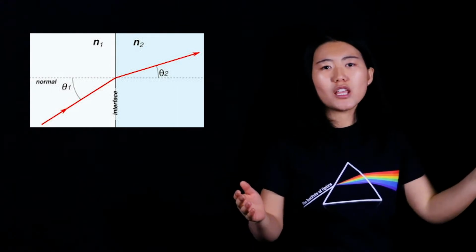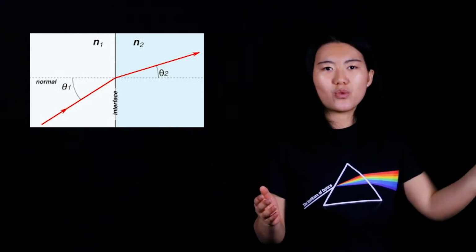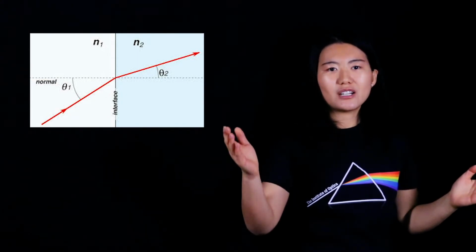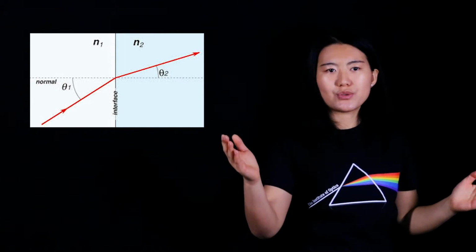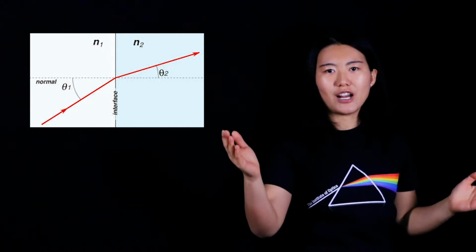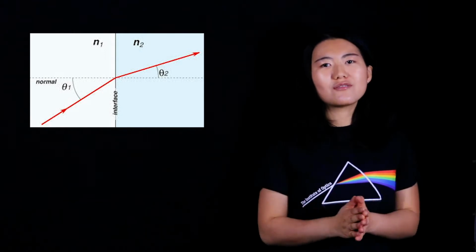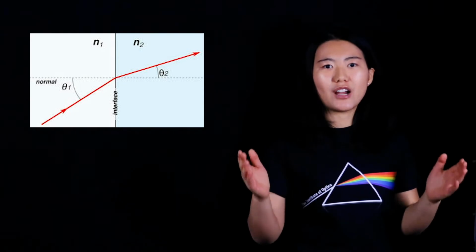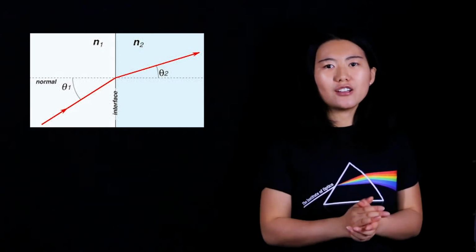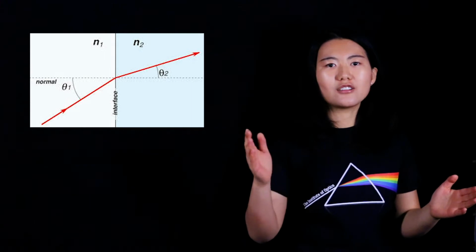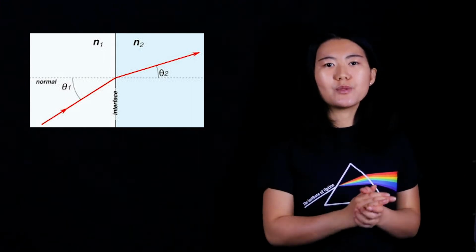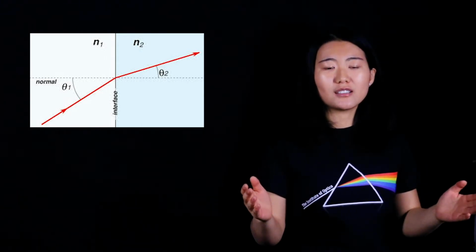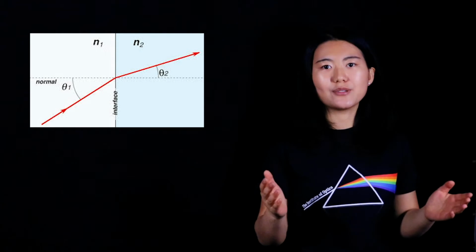So let's say N1 is the refractive index of air, which is 1, and theta 1 will be the angle of incidence. N2 is the refractive index of water, which is 1.33, and theta 2 will be the angle of refraction. So when light travels from air to water, because the refractive index of air is smaller than the refractive index of water, the angle of incidence will be larger than the angle of refraction, and the light will be refracted towards the normal of the surface. The higher the refractive index, the closer to the normal direction the light will travel.